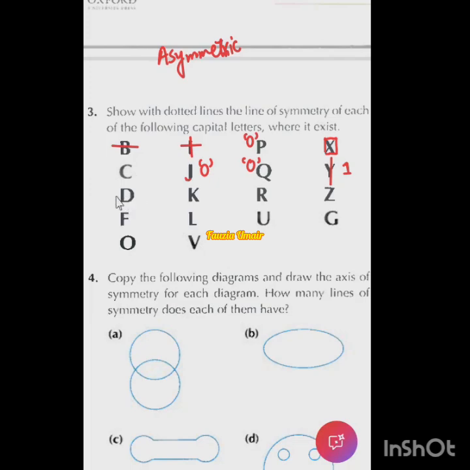1. What about K? 1. 1 like this. What about R? 0. It's asymmetric. What about Z?